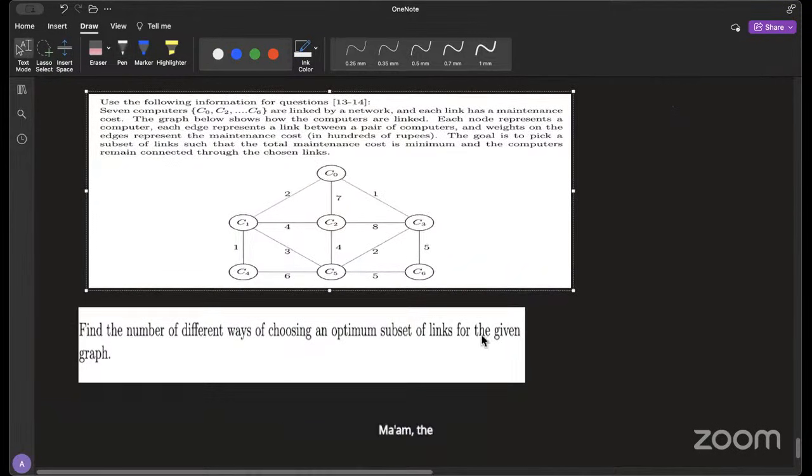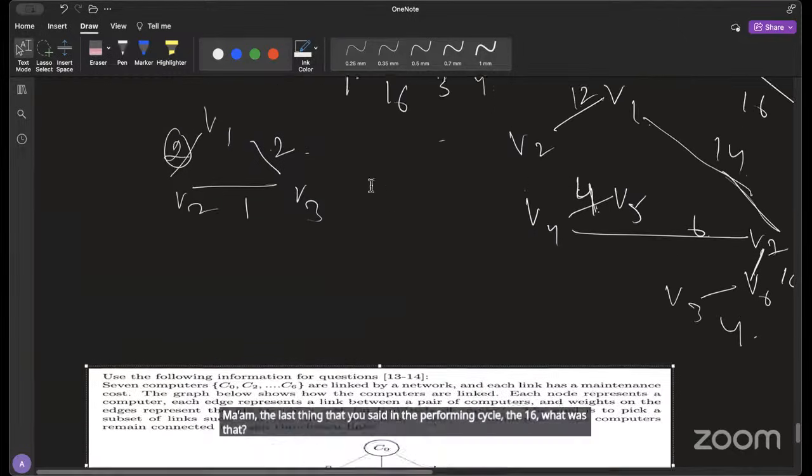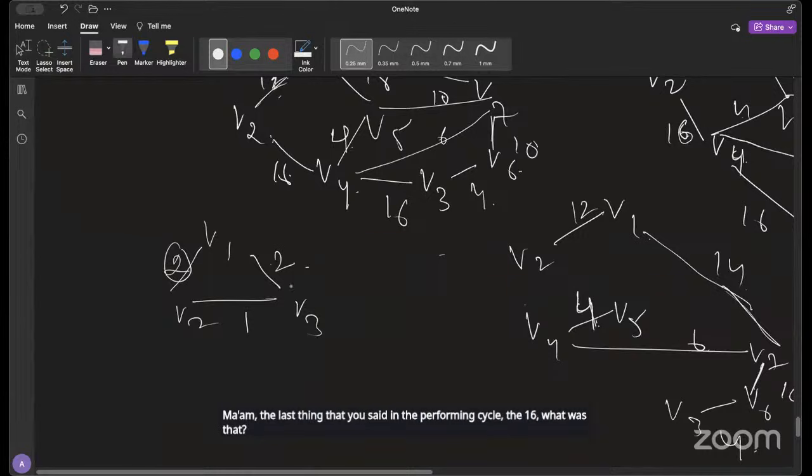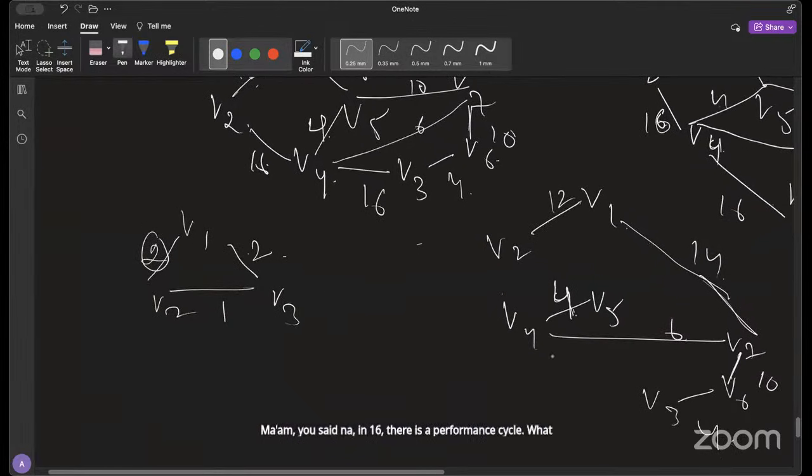Ma'am, the last thing that you said about the 16, what was that? You said there is a cycle being formed. Yeah, both the edges with weight 16, this edge and this edge, are forming a cycle. If you draw this thing, now this is a cycle, so you can't draw this edge. If you draw this edge, that's again a cycle. That's why you can't draw this.